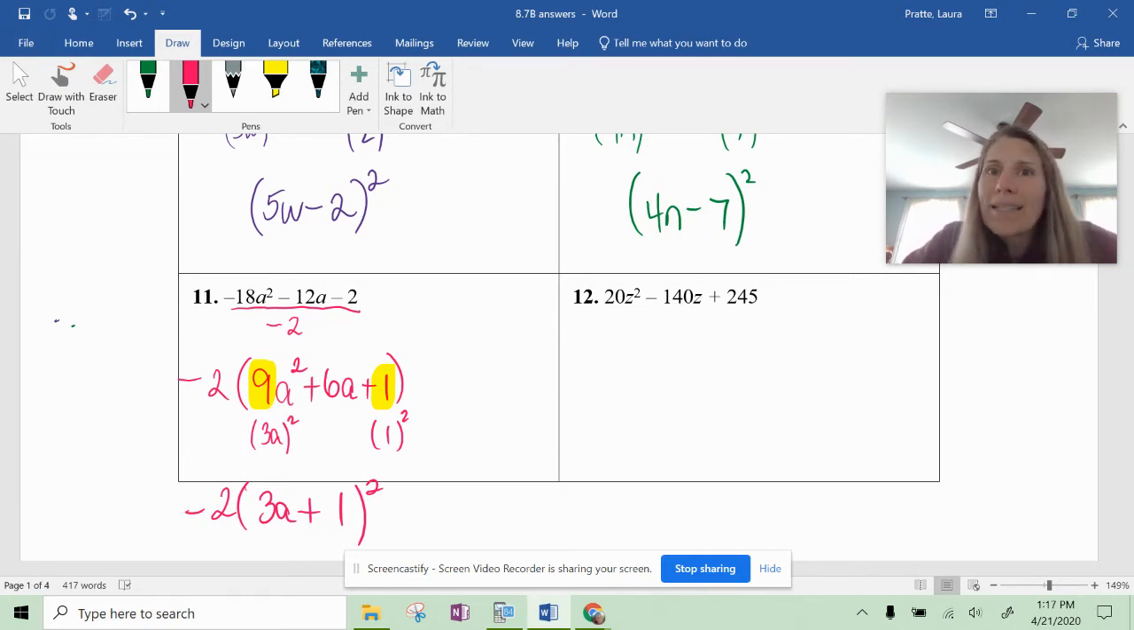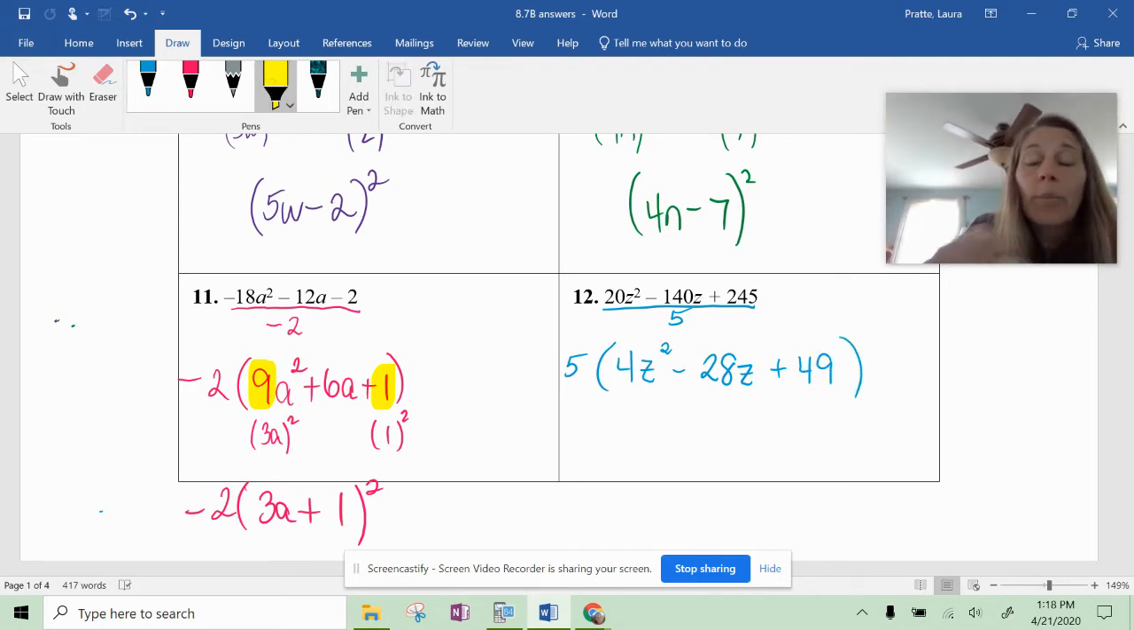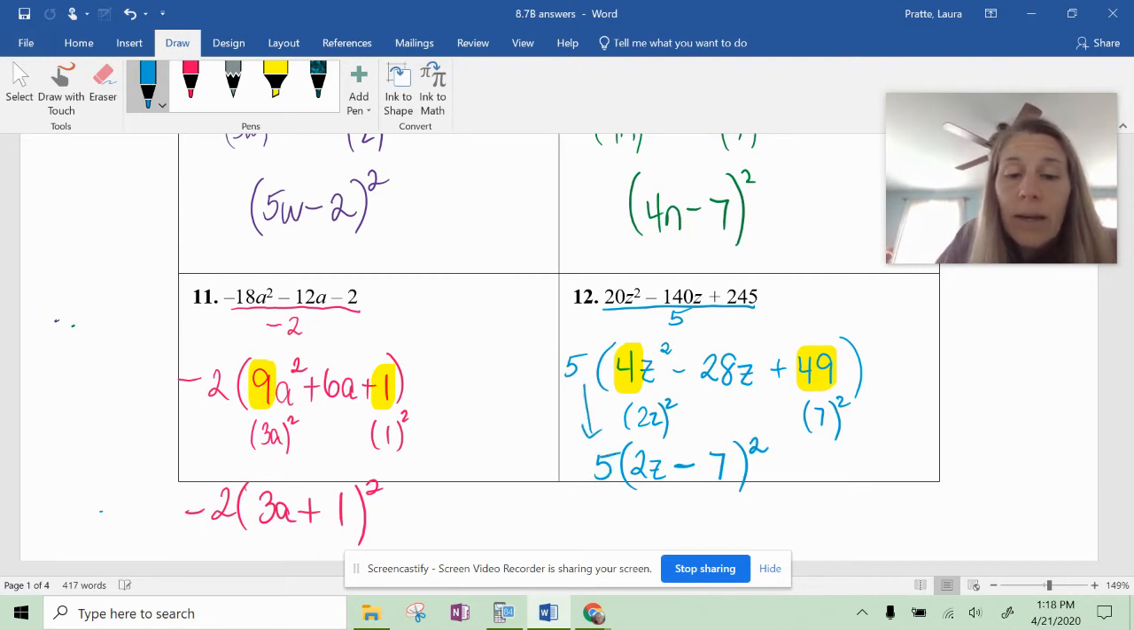Okay, so number 12, 20 is not a perfect square. 245 is not a perfect square either. So the only way we can do anything here is by dividing out some kind of a GCF to make the numbers a little bit smaller and more manageable. So let's try doing a 5 because I know that this one ends in 5. So let's see if we can divide out a 5 here. So that will give me 4z squared minus, I believe, 28z plus, and that's going to be 49, I believe, which works out perfectly because now 4 and 49 are both perfect squares. So this was really like a 2z being squared. This is really like a 7 being squared. So what is that going to look like? 2z minus 7 squared, and then just stick that GCF that we divided out on the front.